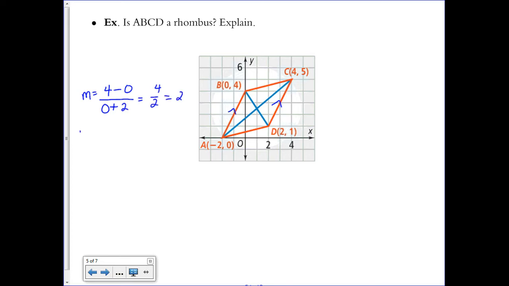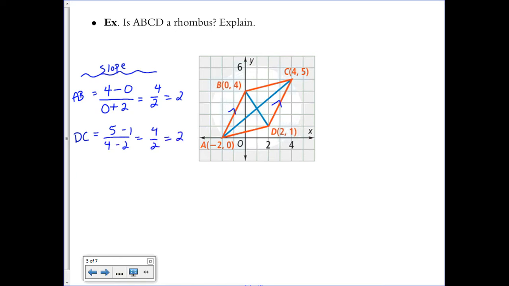And the slope for DC, I'm going to label these AB and DC, and these are slope calculations. So for DC, we're going to use 5 minus 1 over 4 minus 2, also 4 over 2. So I have one pair of opposite sides that are parallel.